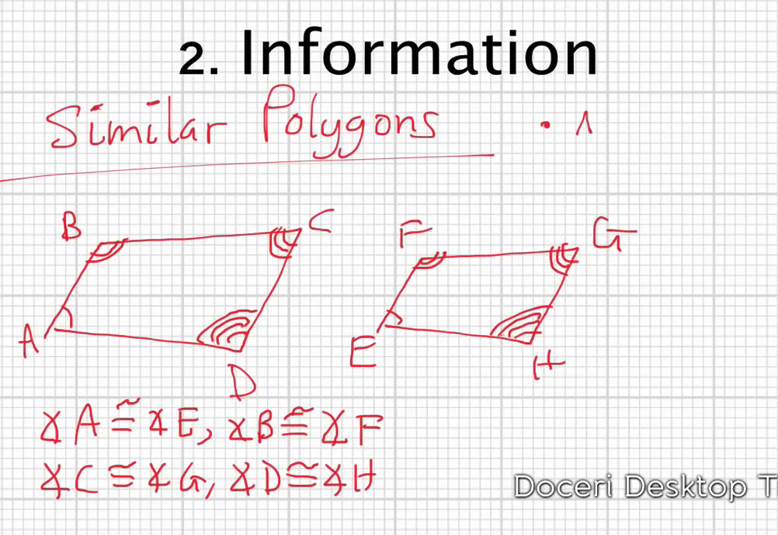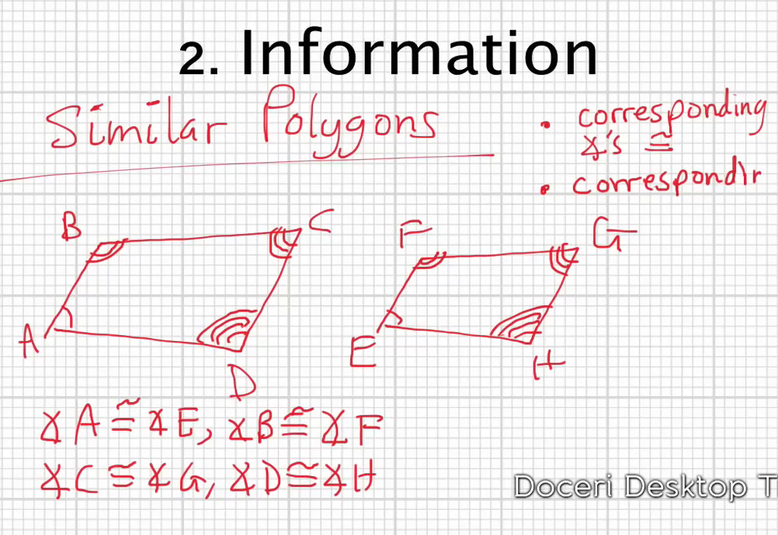We need corresponding angles congruent. That's the first piece of information. Okay? Now the next thing that we need in order for the two polygons to be similar is we need the corresponding side lengths to be proportional.